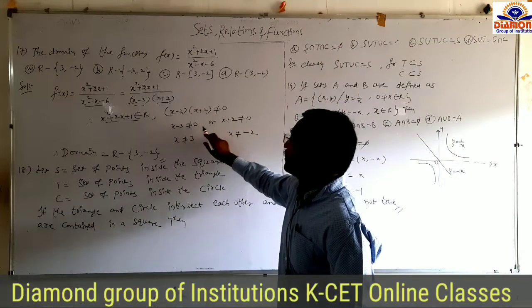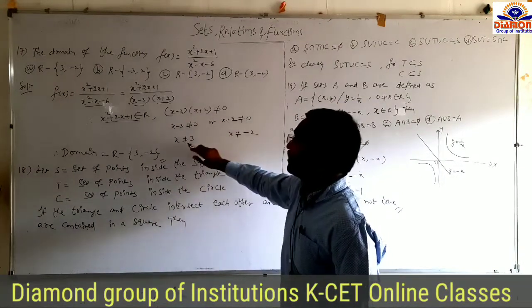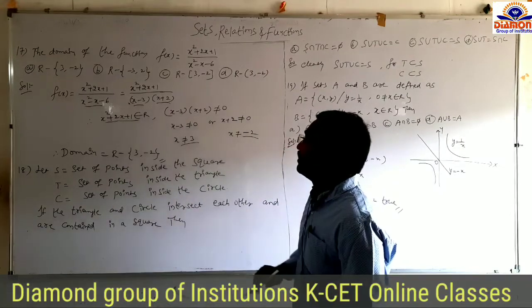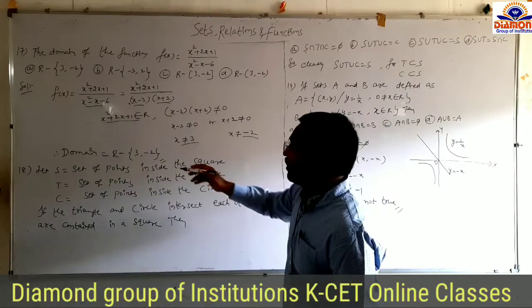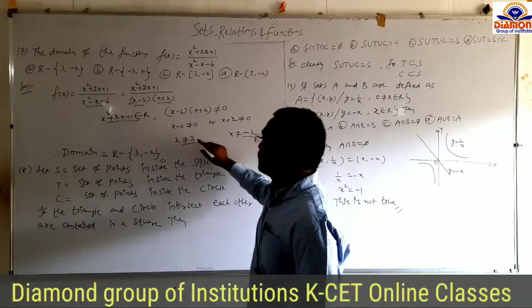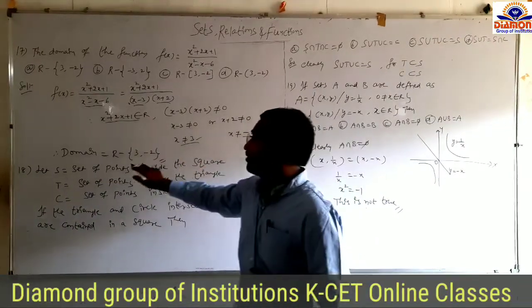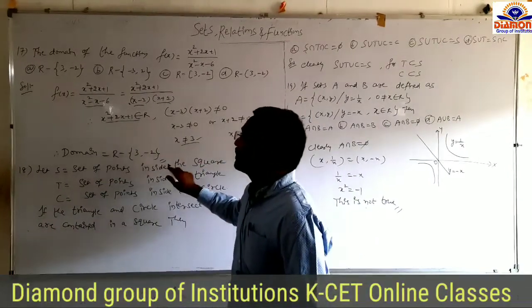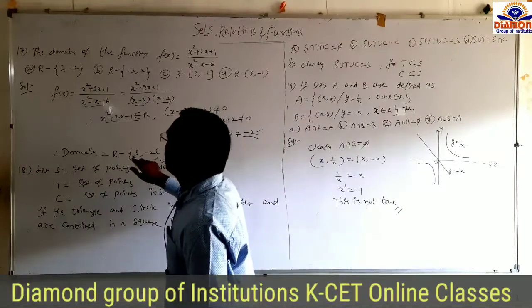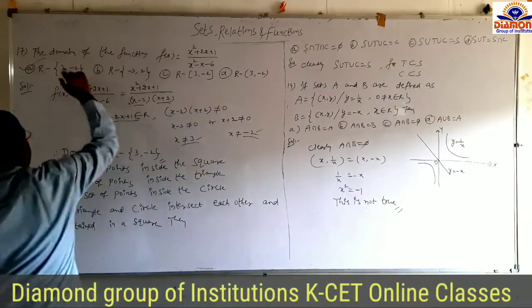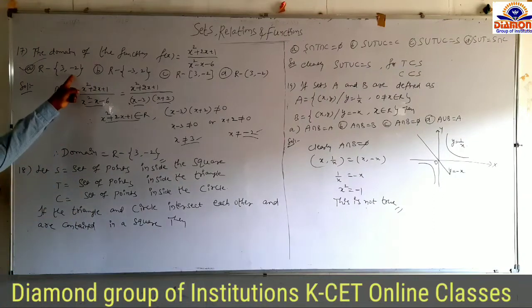X minus 3 not equal to 0 or x plus 2 not equal to 0. So x is not equal to 3, x is not equal to minus 2. That's why from the real number system R, you remove 3 and minus 2. So the domain is R minus of 3 comma minus 2. So option is A. 3 comma minus 2 removed.